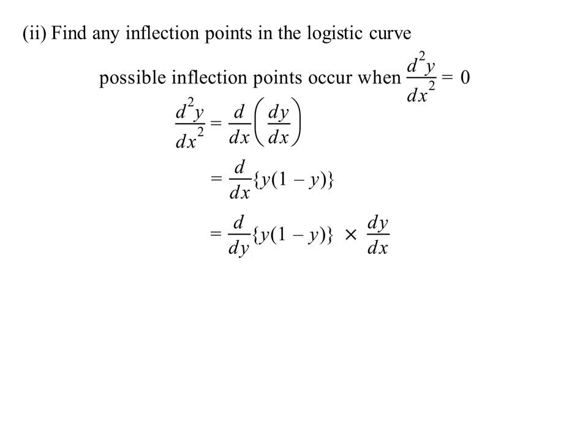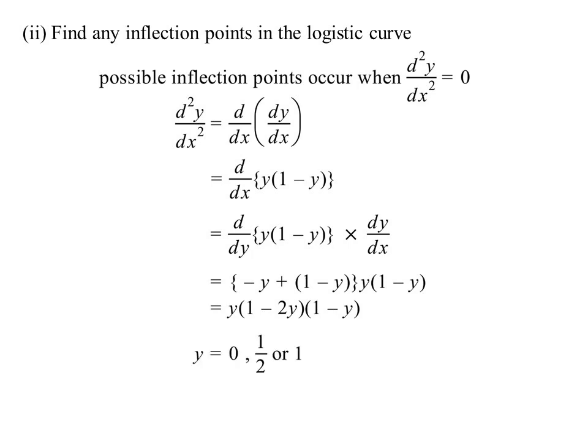Well, differentiate y(1 minus y) with respect to y. Write down the first, diff the second, so I've got negative y, plus write down the second, diff the first, 1 minus y, but that's going to be times dy/dx, which we said was y(1 minus y). Eventually I get y(1 minus 2y)(1 minus y). 3 possibilities. Actually, only one of them is a possibility.